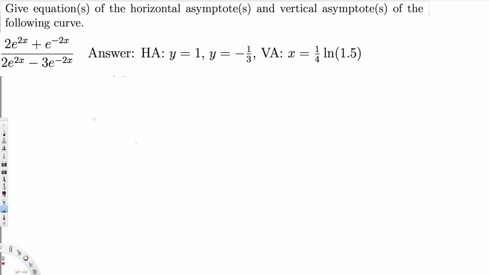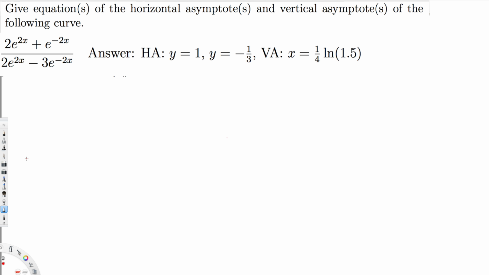We have this question right here. It's asking: given the equation of the curve, give the equation of the horizontal asymptote and vertical asymptote of the following curve. So the question is horizontal asymptote and vertical asymptote. Let's first find the horizontal asymptote.